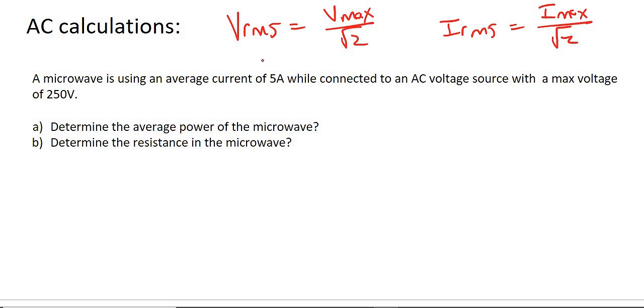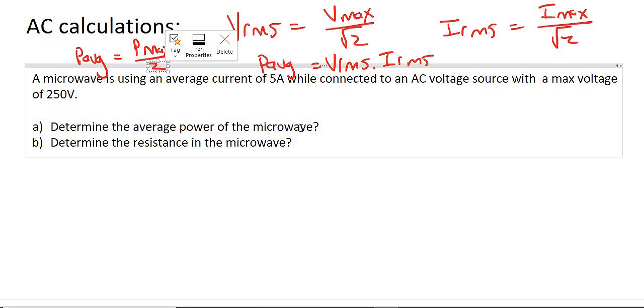We also saw that average power is equal to V RMS multiplied by I RMS, or we also saw that P max, which is the maximum power, I should rather say average power, is equal to the maximum power divided by 2. So these are the different things that we need to know.